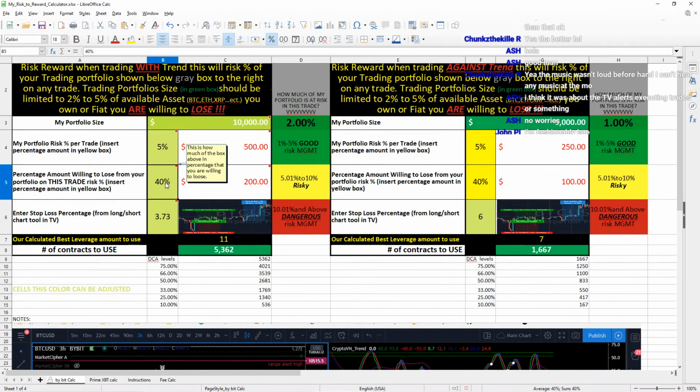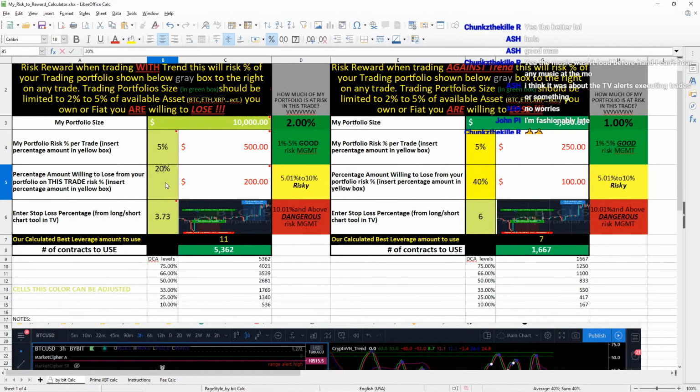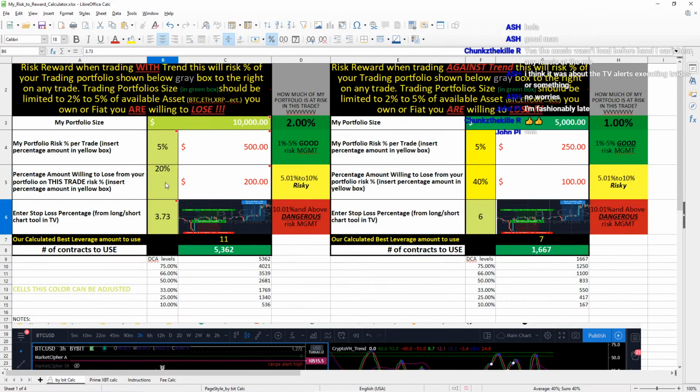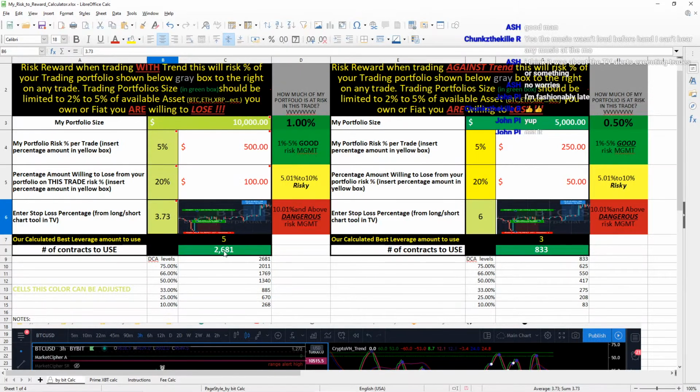Now, if you change around the numbers, for example, this 20% area, okay, chunk, all right. So let's say you change that to 20%. Now you're risking 1% of the $10,000 and only risking $100 worth of margin, and your trade would be 5x with 2,681 contracts. And you can change these numbers around to be anything you want for whatever your risk tolerance is. I am not telling you what your risk should be. I'm only telling you how to use this spreadsheet.